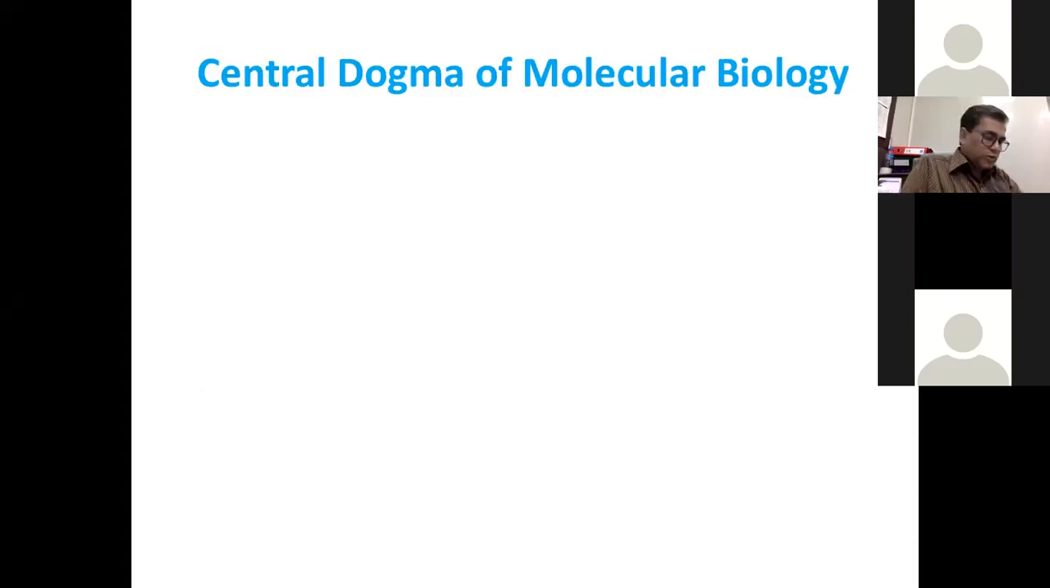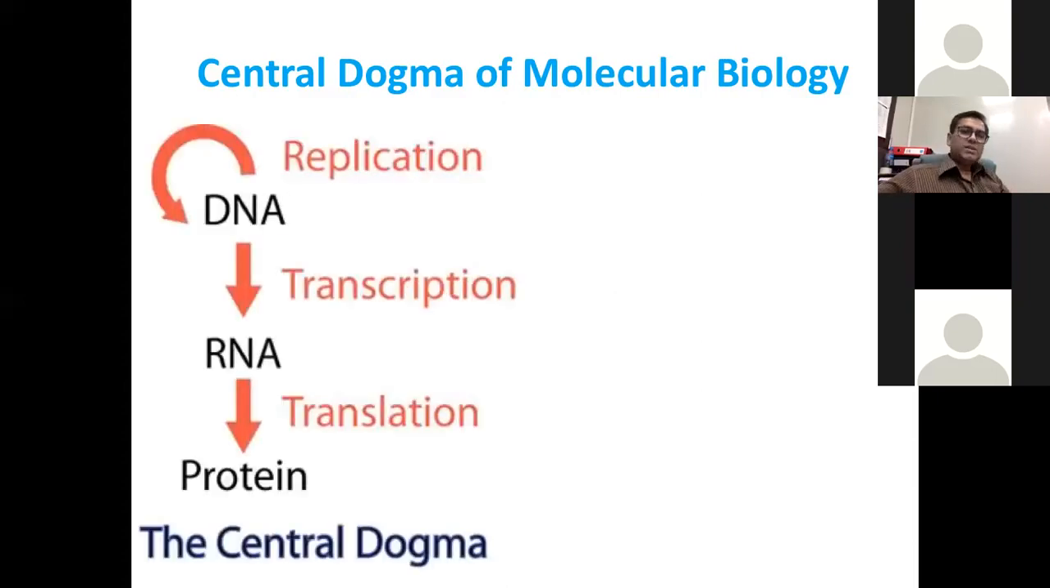Now, what about the central dogma of molecular biology? What does that central dogma tell us? This central dogma of molecular biology explains 3 things. Number 1, the process of replication, transcription, translation, and finally a protein product.